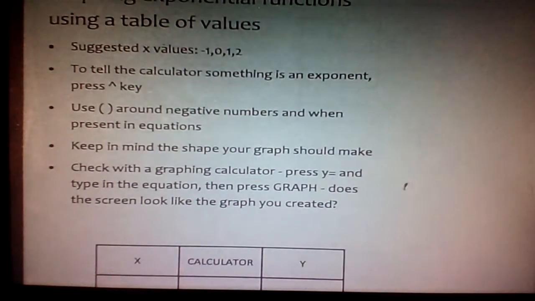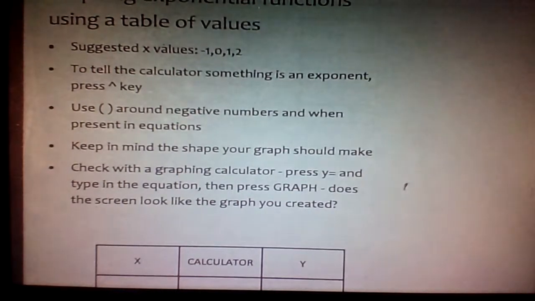Keep in mind the shape that your graph should make. It should start leveled off and shoot up in the air, or it should come down and start to level off. We either have growth or we have decay. So if you graph something and it looks like a straight line, you did something wrong. Check with the graphing calculator by pressing y equals, typing in the equation, and graphing it to see if your graph looks like the one that you drew.